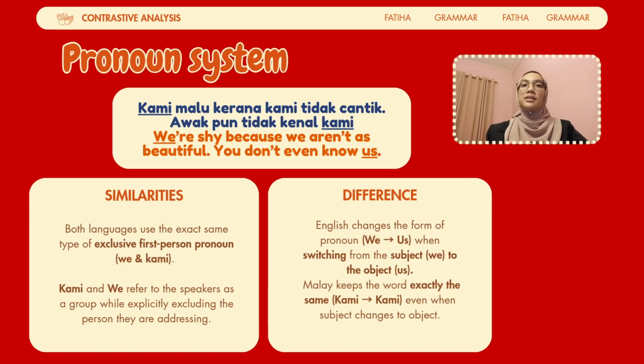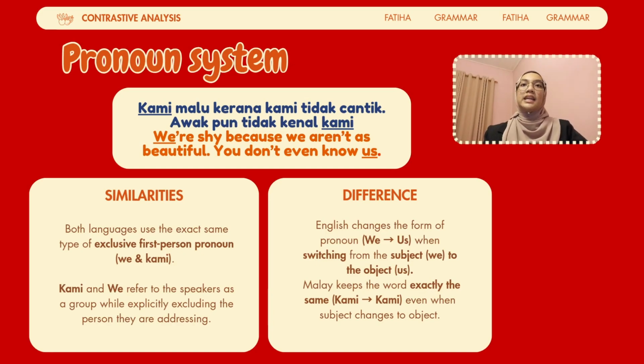This means that both pronouns kami and we refer to the speaker as a group while explicitly excluding the person they are addressing, which in this context is awak or you. So awak and you are not included in the pronoun kami or we. However, when we look at the grammatical structure, we see a major difference in how these two languages handle syntactic slots, whether it's the subject or the object of the sentence.